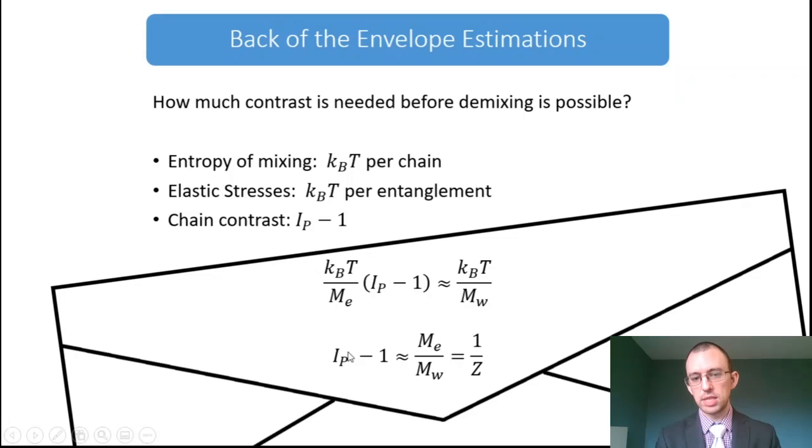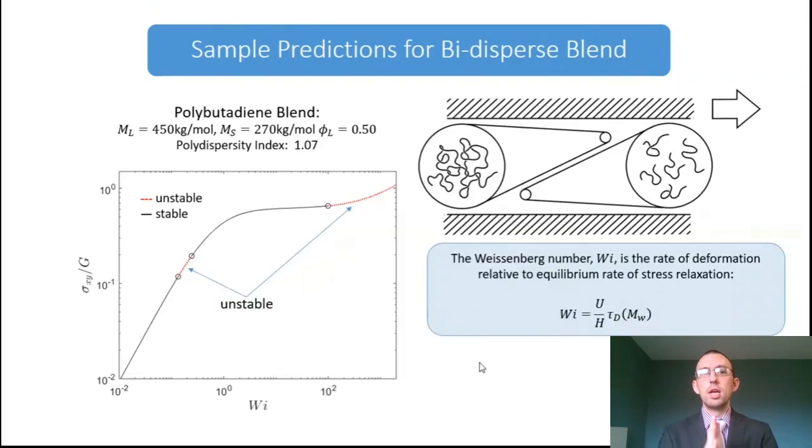If you simplify this down, what you get is that the excess polydispersity, so the polydispersity index minus 1, is approximately equal to 1 over the entanglement number. So when you have those two quantities comparable to one another, then you can expect that this may be a circumstance where it's viable to see some kind of shear-induced demixing effects. Okay, with that we'll proceed to some sample calculations.